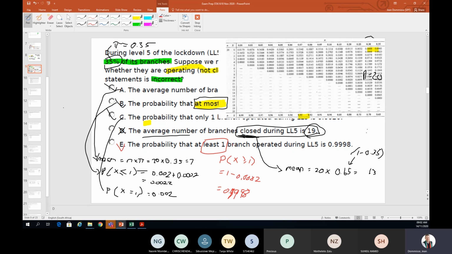So just be on the lookout for this one and how you need to calculate it. Because it's binomial, if it's not open, it is closed. So you can then work with the same. If it was 0.35 for open, it is 1 minus 0.35 for when it is closed. Okay. Questions on that?